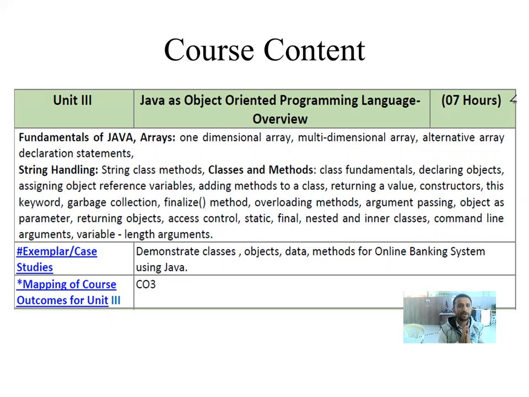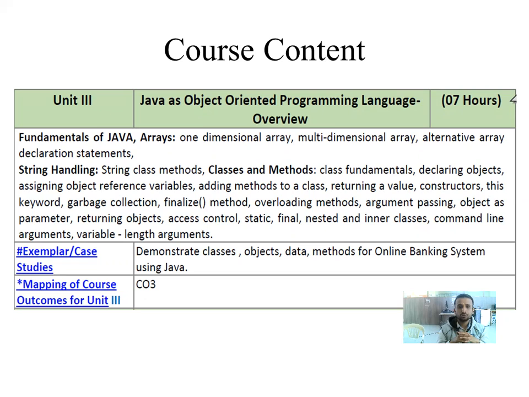To have an overview of Java as an object-oriented programming language, we are going to discuss the fundamentals of Java, in which we are going to discuss the arrays. Then we are going to discuss string handling. Then we are going to discuss classes and methods, right? With the help of these topics, we are going to finish our third unit.